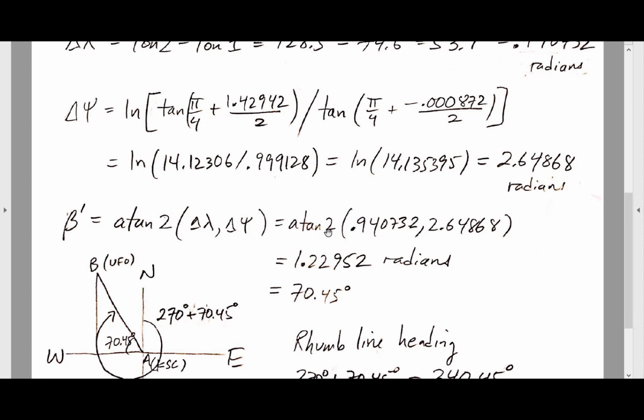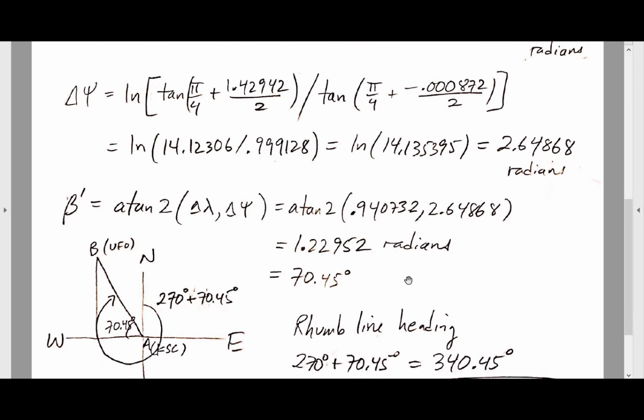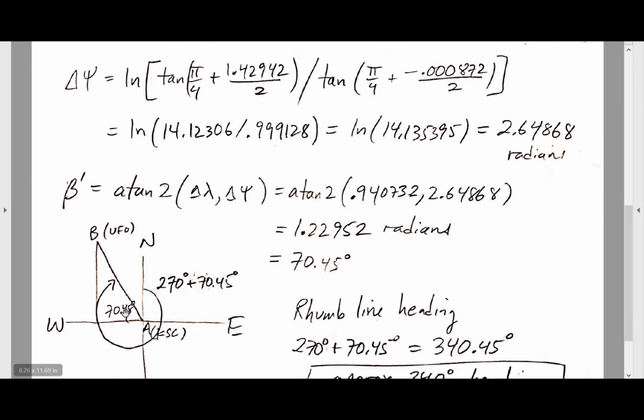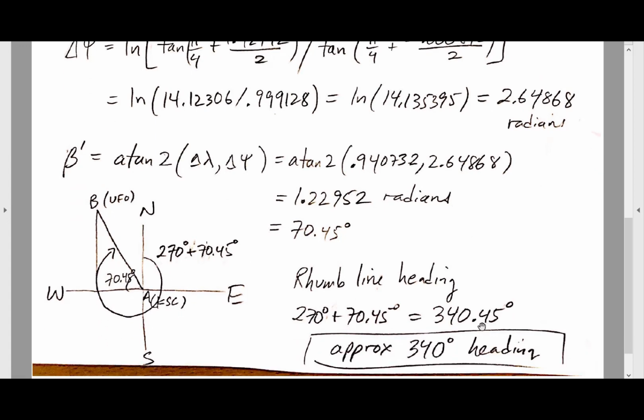I get again an inverse tangent of about 70.5 degrees, but that's this angle here, so I add 270 to figure out actually the Rhumb Line heading. So it's between 340 and 341 degrees, so approximately 340. When I do the trip, I'm going to sort of go between 340 and 341 because I can't get exactly 340.45 on the heading. All right, let's take a look, see how it goes.